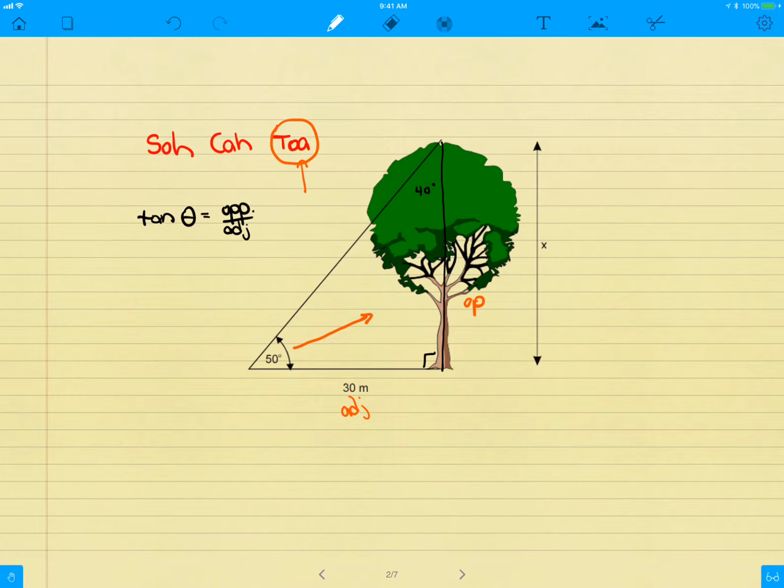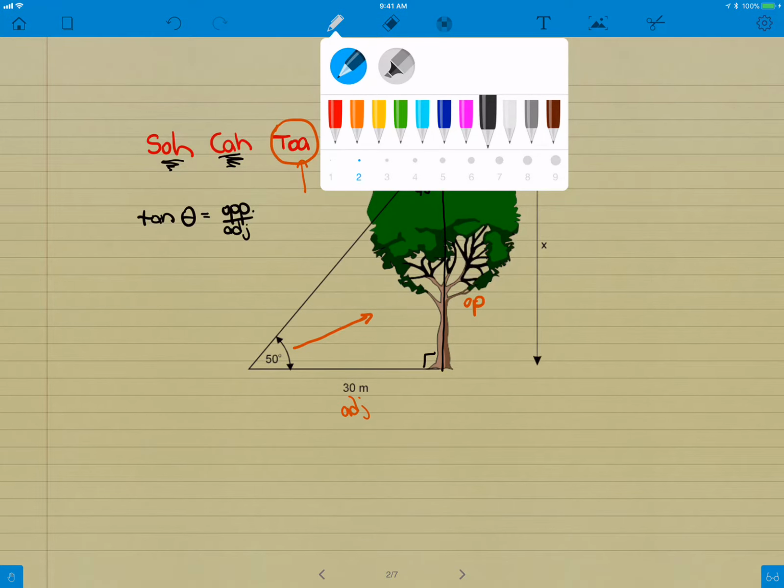In sine, this is opposite divided by hypotenuse. In cosine, this is adjacent divided by hypotenuse. So O and A's are big deals. I know my penmanship isn't the best, but hopefully you can see the difference between an O and an A here. So we're going to be setting up tangent.